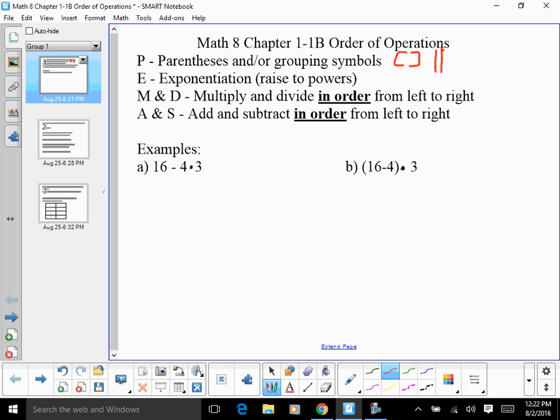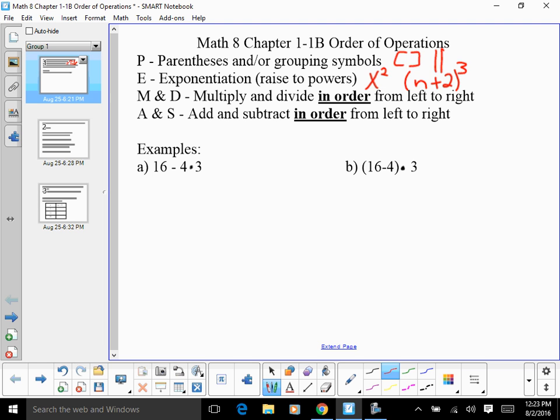Our first goal is to make sure we do the operations that are within those parentheses or grouping symbols. Our next goal is to then look for exponentiation. Big word for exponents, raising something to powers. If you recall, it'll look like x squared, or you could even have n plus 2, let's say, raised to the third power. That exponent, the 2 and the 3, are what we need to look for in working through the exponentiation step.